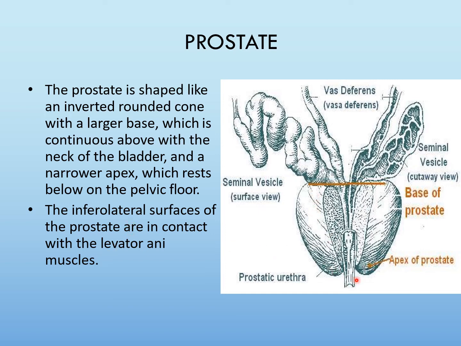So this is the shape of the prostate. It is named as inverted rounded cone shape. It has a large base. This is the base of the rounded cone, and this is the apex of the prostate, and the large base is in contact with the neck of the bladder. This is the bladder, and here comes the bladder neck, and the narrower apex rests on the pelvic floor. Then the inferior lateral aspect is in contact with the levator ani muscles.